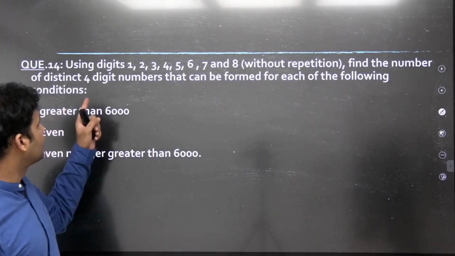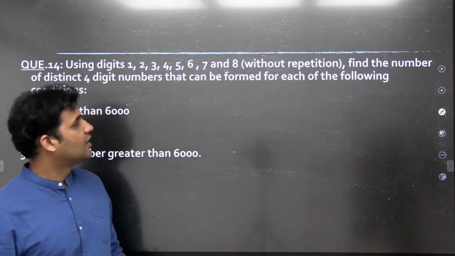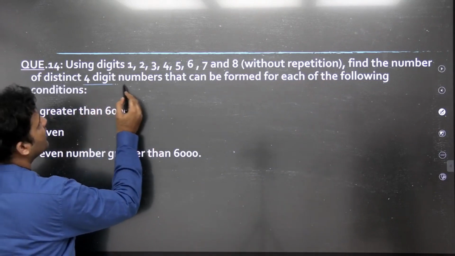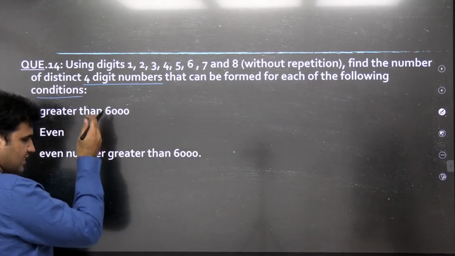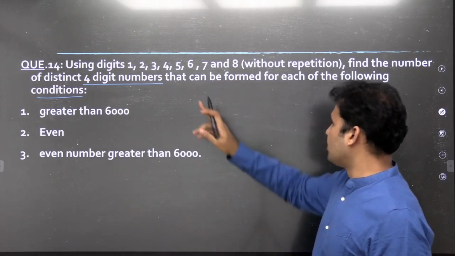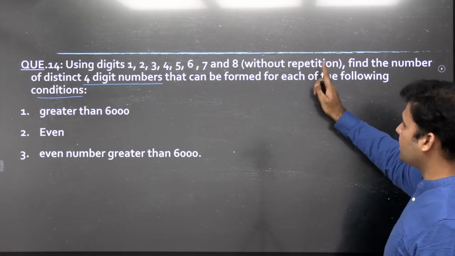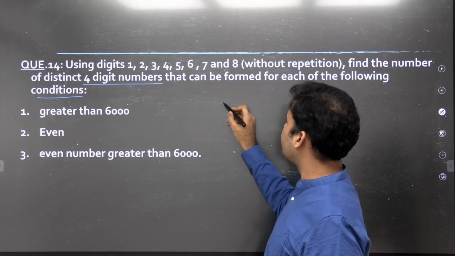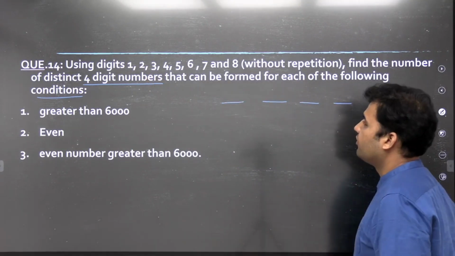Question number 14 says, using the digits 1, 2, 3, 4, 5, 6, 7, 8 without repetition, find the number of distinct 4-digit numbers that can be formed for each of the following conditions. So basically this has 3 parts. We are supposed to use the digits from 1 to 8 without repetition. Don't repeat digits. Find the number of distinct 4-digit numbers. The number that you are supposed to make should be of 4 digits with the following condition.